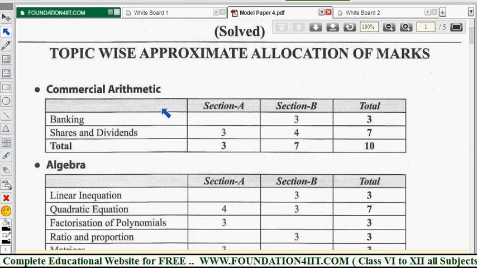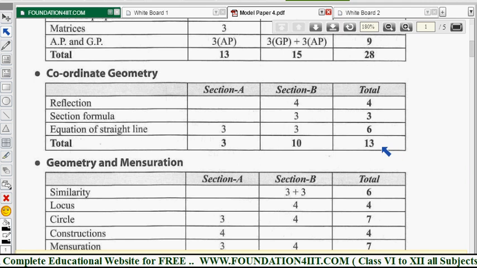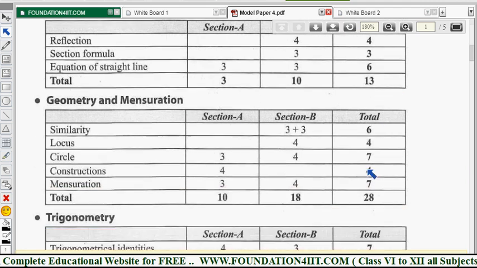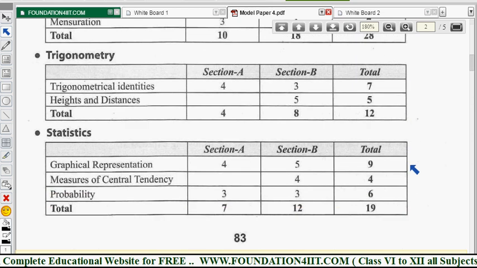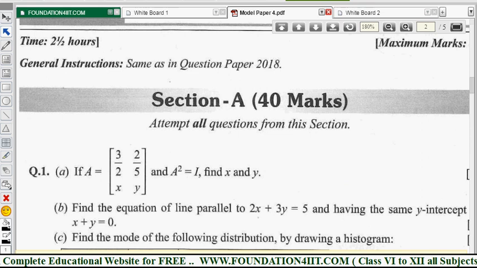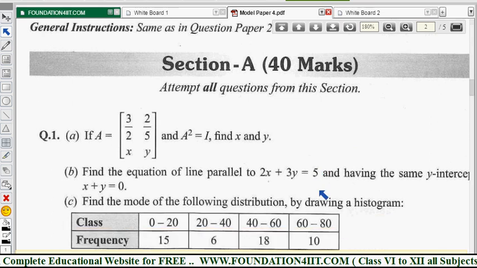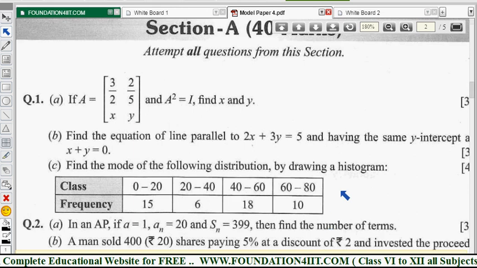So in this paper, commercial arithmetic we have 10 marks total, and algebra is 28, coordinate geometry is 13. Geometry and mensuration together is 28 marks covered in this paper, and trigonometry is 12, statistics is 19. Right? Let's see question wise. So first we will see the question number 1. In this question number 1, first one is matrices.